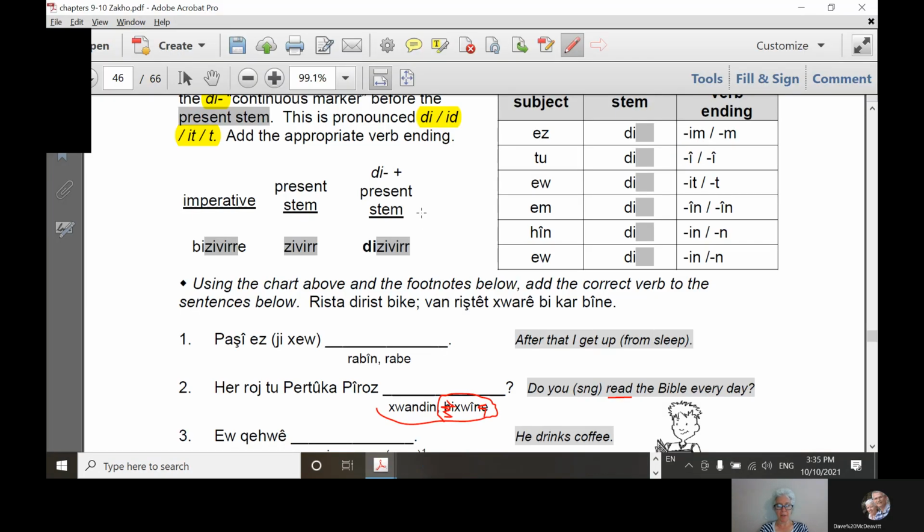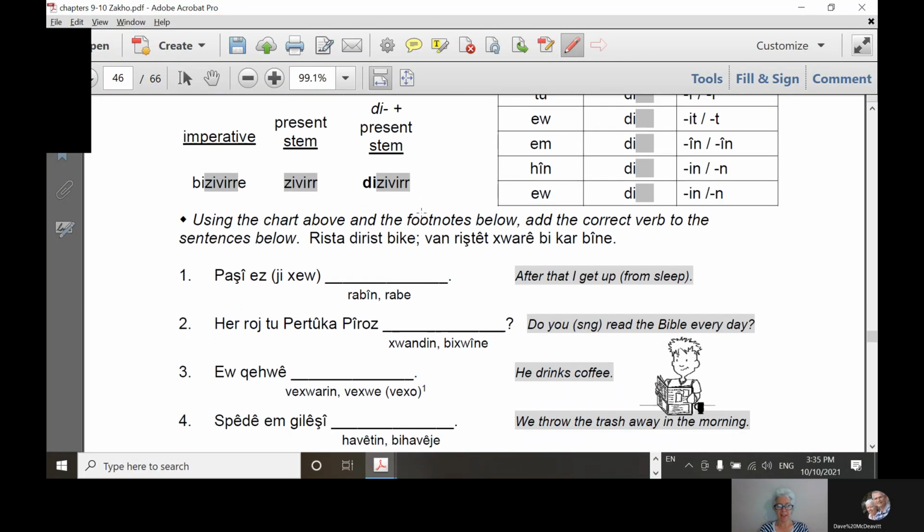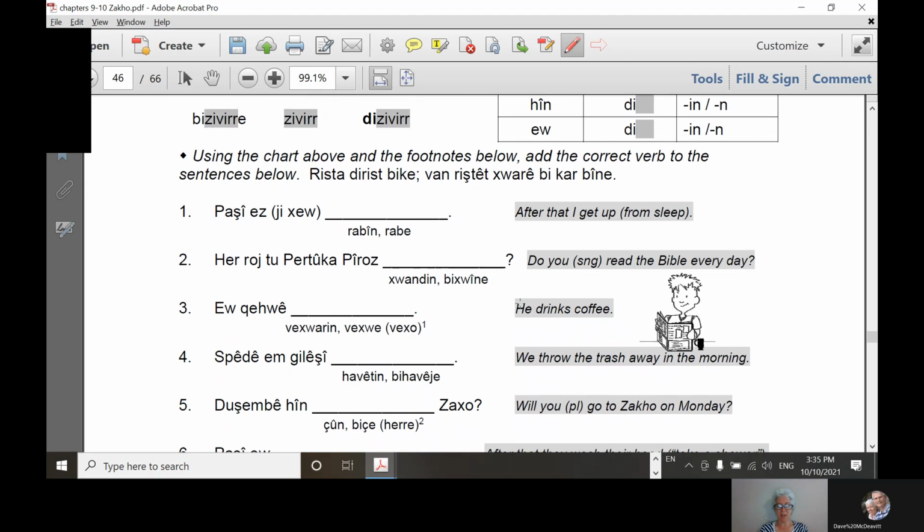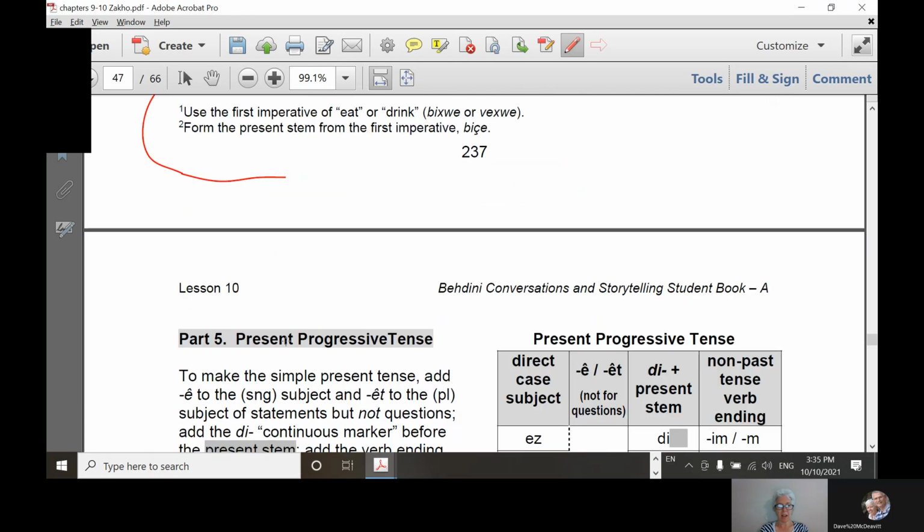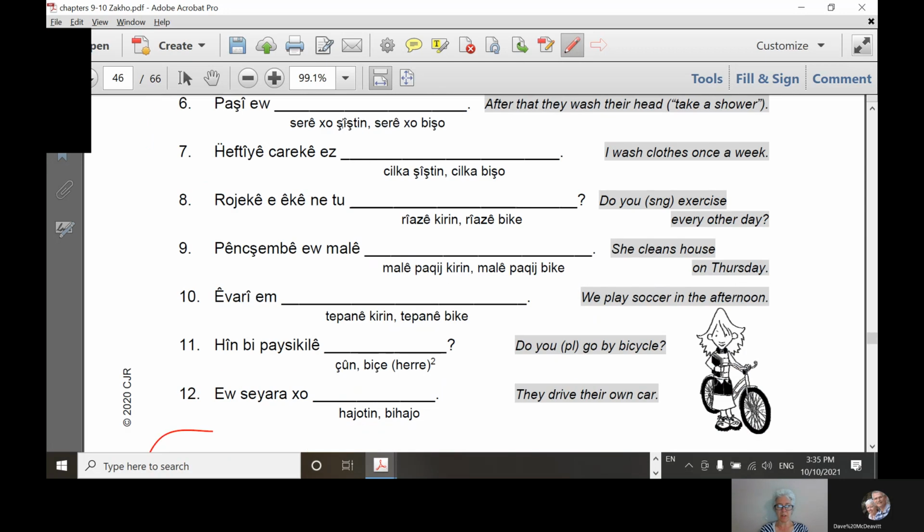All right, let's see about another one. All right, the next one. He drinks coffee. All right, so he is our subject, and ao is he. Now we have this verb that has 3 words. How do I know which is my imperative? So look at the footnote, and the footnote says use the first imperative. Okay, so what's the first imperative?